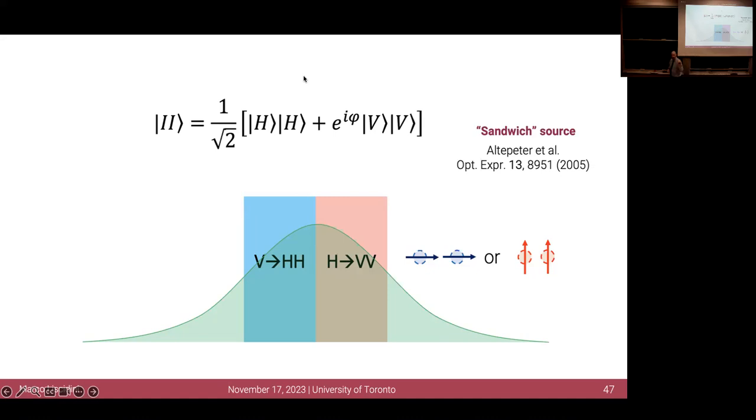So what I showed you before with the 2 rings is just the frequency version of a sandwich source, okay? With the difference, though, that for polarization we have only 2 degrees of freedom, while for the frequency bin, we have many. So we will see that we can scale up.